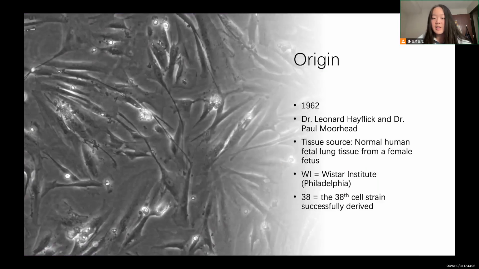So in 1962, Dr. Leonard Hayflick and Dr. Paul Moorhead discovered the WI38 cell line at the Wistar Institute. WI basically stands for this institution's name, and it is in Philadelphia. And it is the 38th cell strain successfully derived.